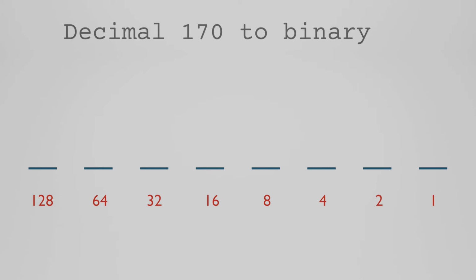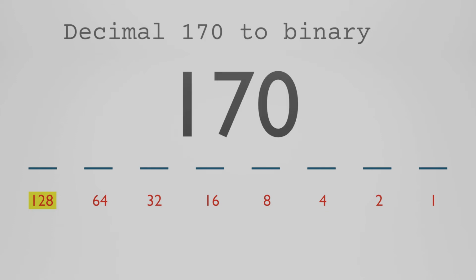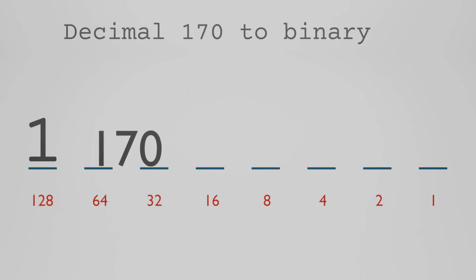When converting to binary, start from the left. In this case, it's position 7, and its positional value is 128. Let's look at the number we're going to convert, 170. Is 170 greater than or equal to 128? Yeah, it is. So what we do is put a binary 1 in that position and subtract 128 from 170, and that leaves 42.